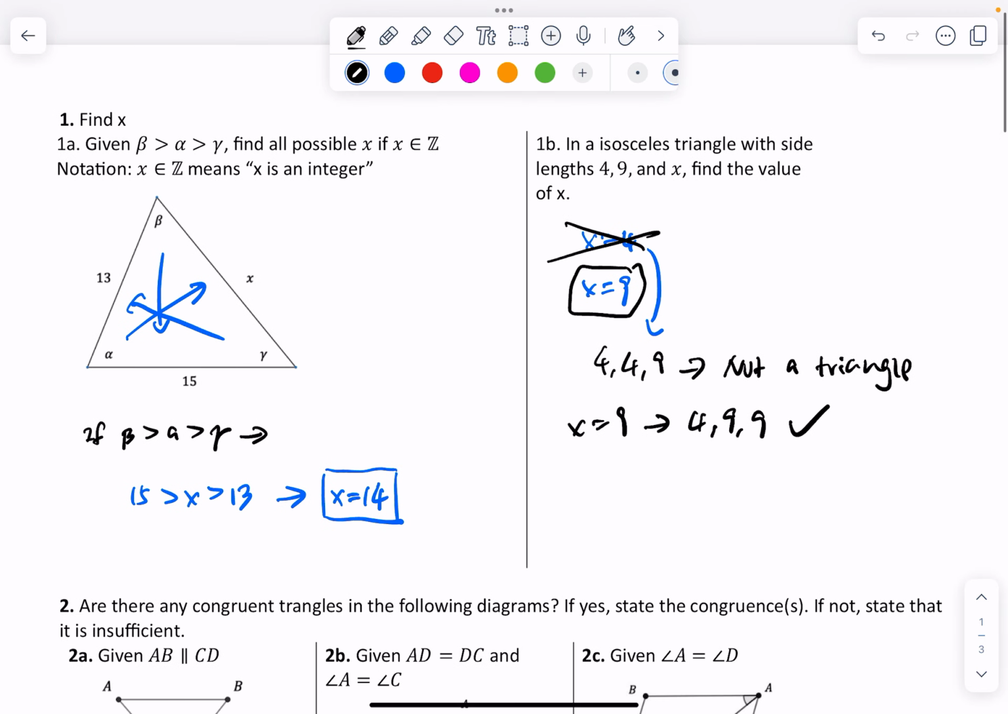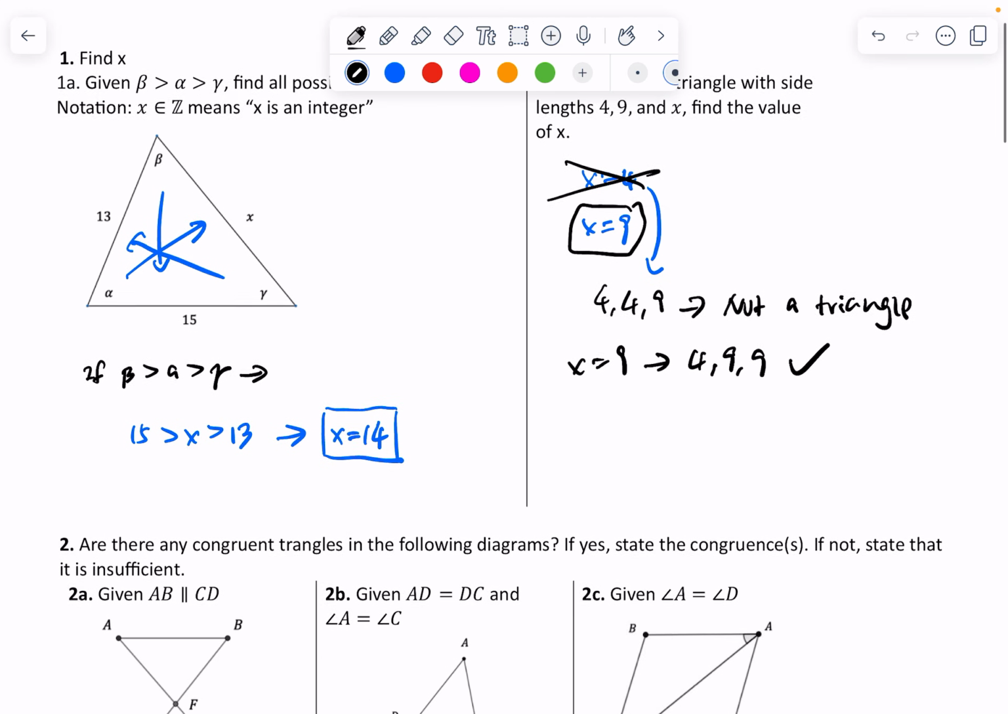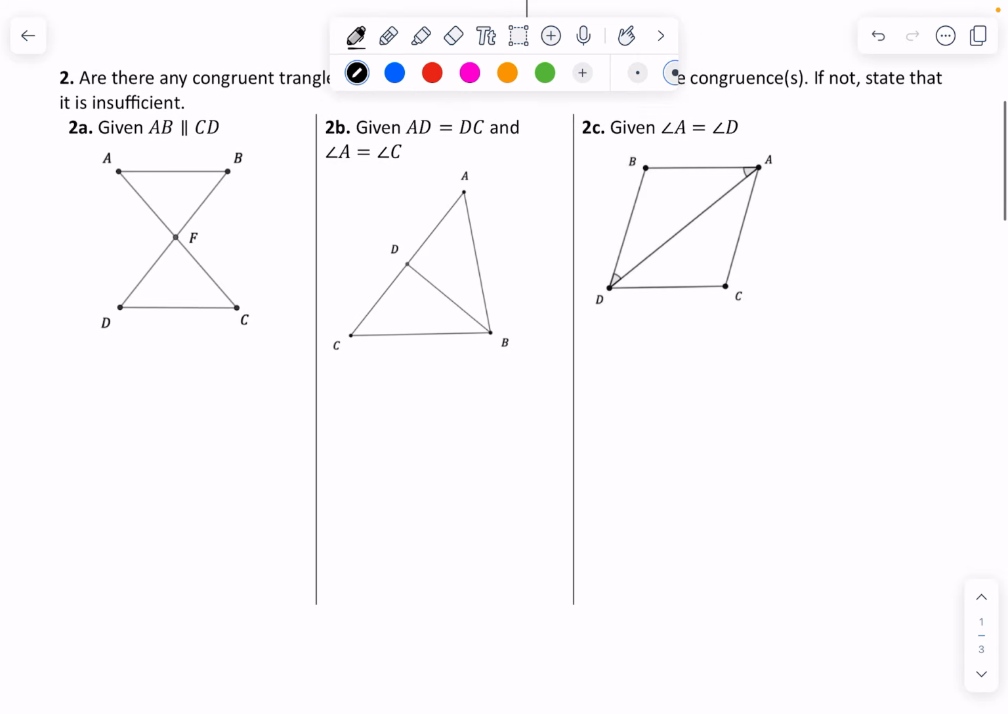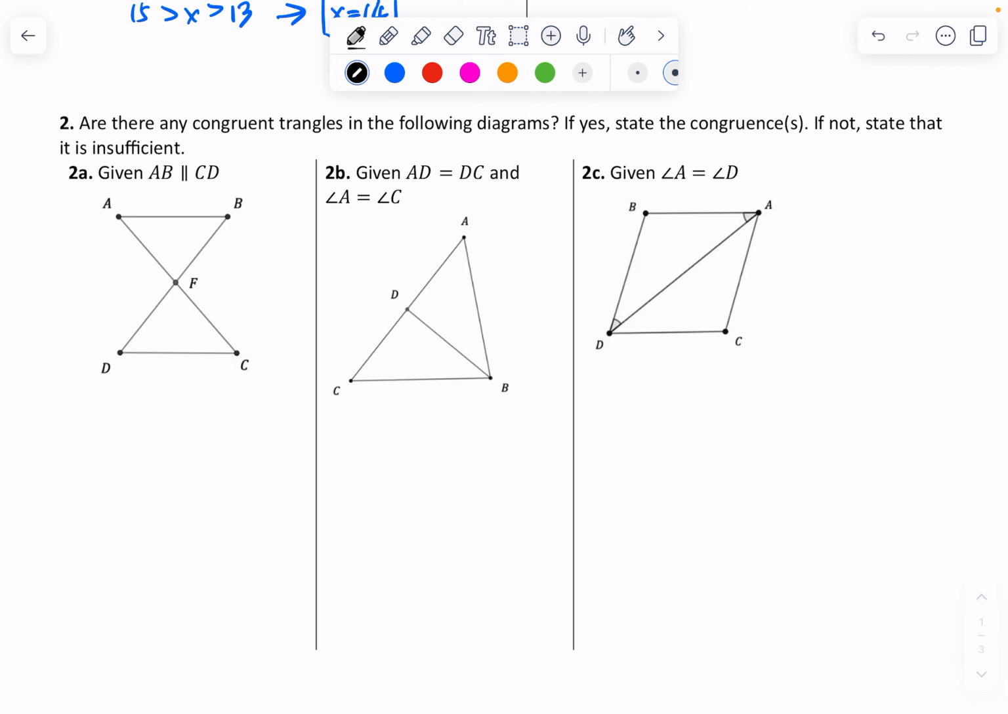Alright, so here are the answers. I'm gonna look at them. Question 2. Are there any congruent triangles here?